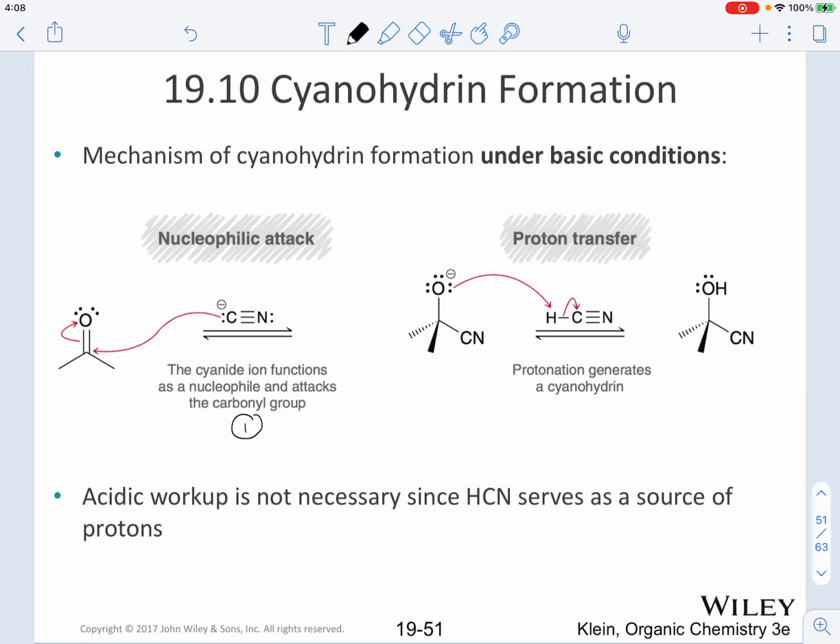In the next step of the reaction, we are going to have HCN protonate the oxygen atom, and that's what results in the cyanohydrin. Now, that acidic workup is not necessary since HCN itself is going to be serving as a source of protons, so we don't have to add extra acid to the system.